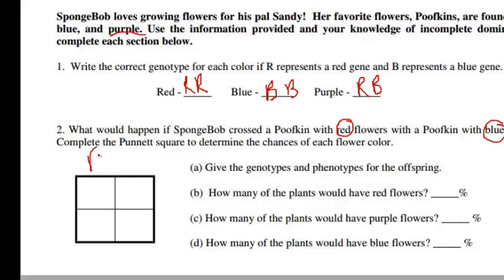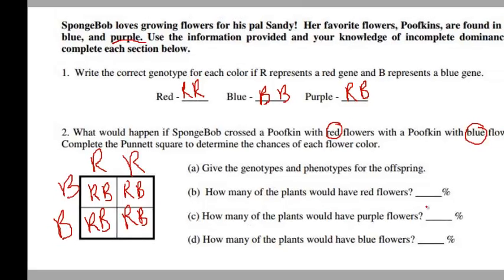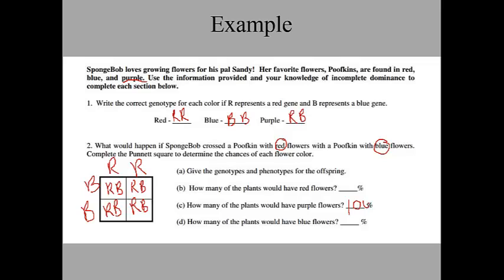Okay? So red flowers are going to be big R, big R. Blue flowers are going to be big B, big B. So that when you cross them, 100% of them are going to have purple flowers because they're all going to have one big R and one big B. So 100% of them are going to be purple. 0% are going to be red and 0% are going to be blue because they blend together.